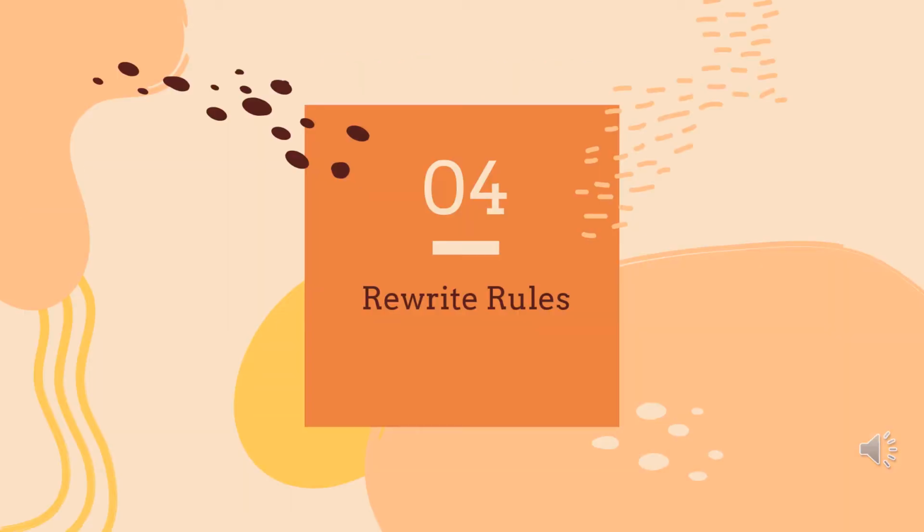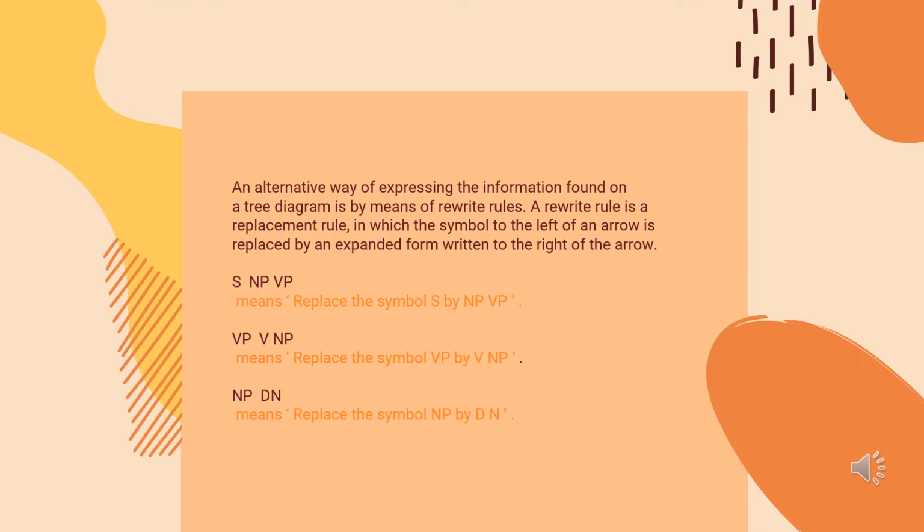Rewrite rules. An alternative way of expressing the information found on a tree diagram is by means of rewrite rules. A rewrite rule is a replacement rule in which the symbol to the left of an arrow is replaced by an expanded form written to the right of the arrow. S arrow NP, VP means replace the symbol S by NP, VP. VP arrow V, NP means replace the symbol VP by V and NP. NP arrow D, N means replace the symbol NP by D and N.